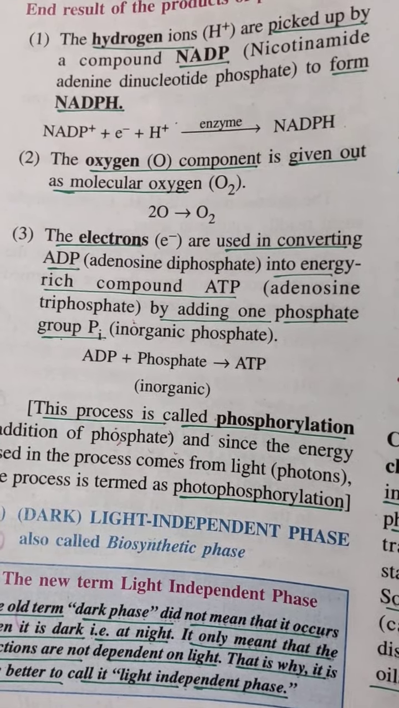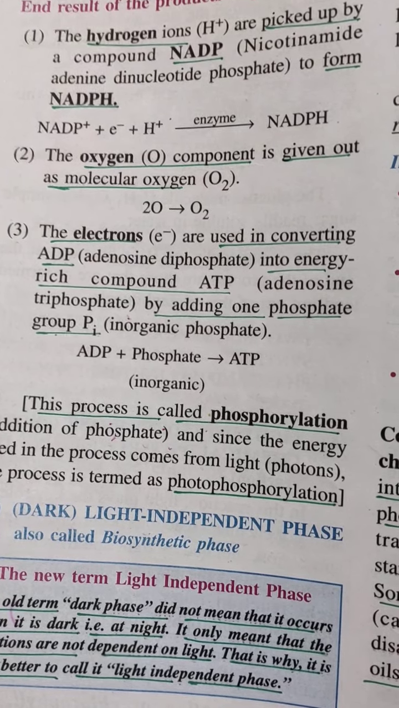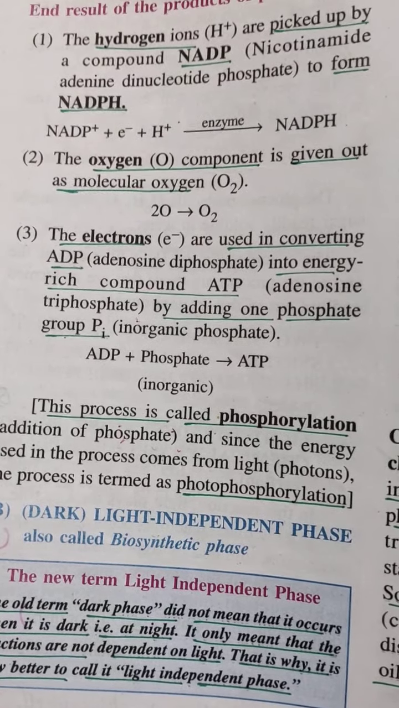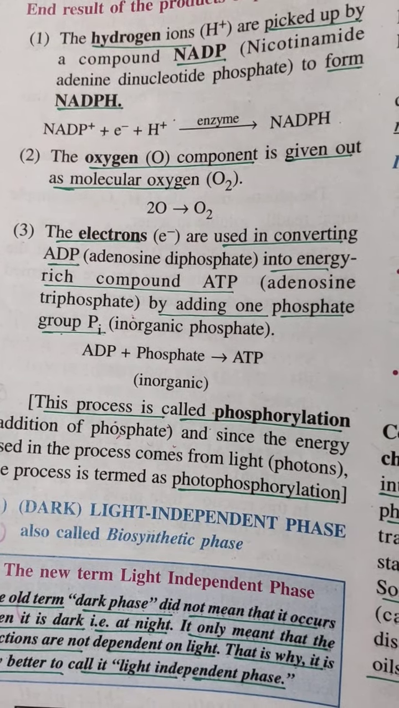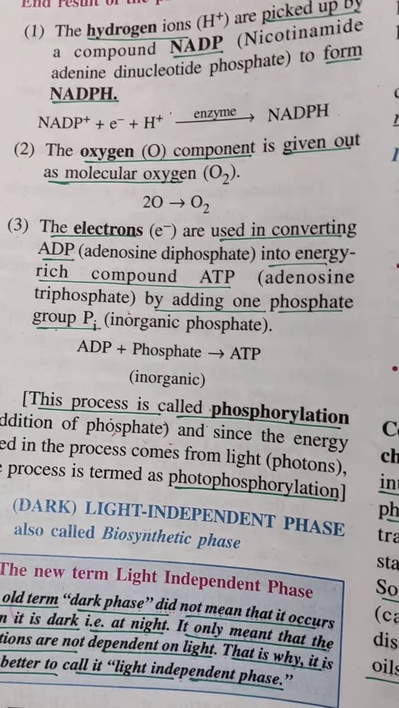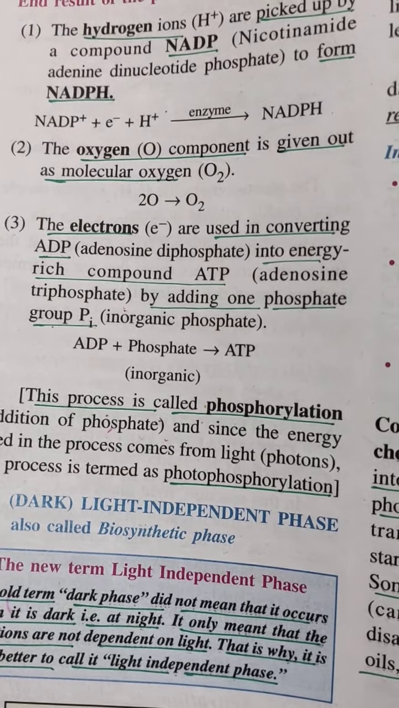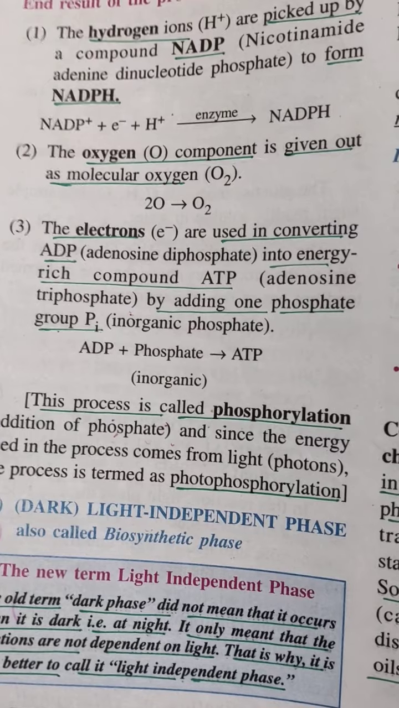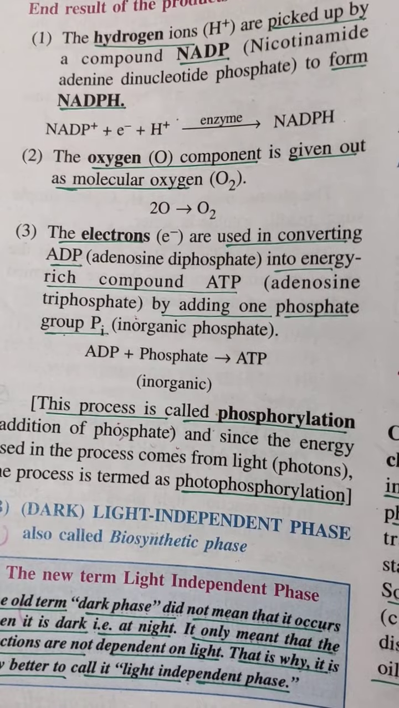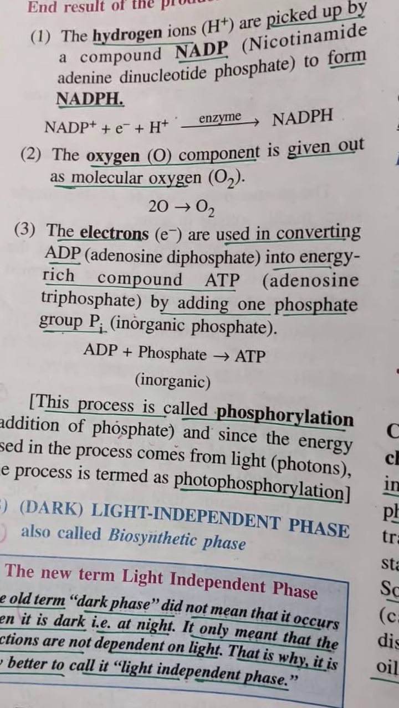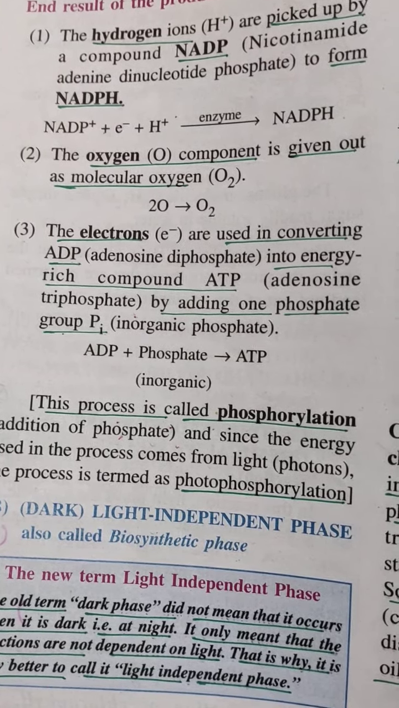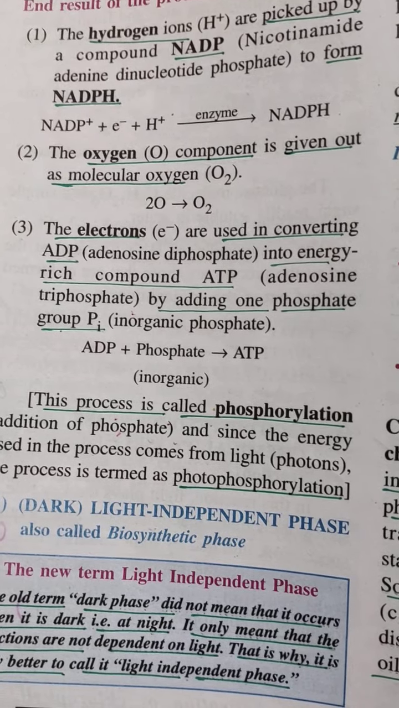Clear? What is the equation? NADP plus electron plus H+, with the help of an enzyme, gives NADPH. Right? The oxygen component is given out as molecular oxygen; 2O is given out as O2. The electrons are used in converting ADP, adenosine diphosphate, into the energy-rich compound ATP, adenosine triphosphate, by adding one phosphate group, Pi. Pi is actually inorganic phosphate, and we will always write Pi. ADP plus inorganic phosphate gives ATP.